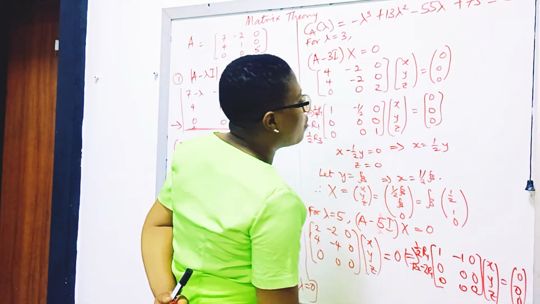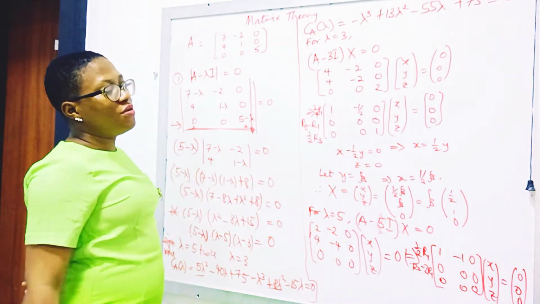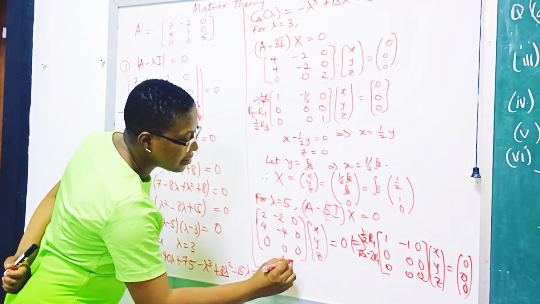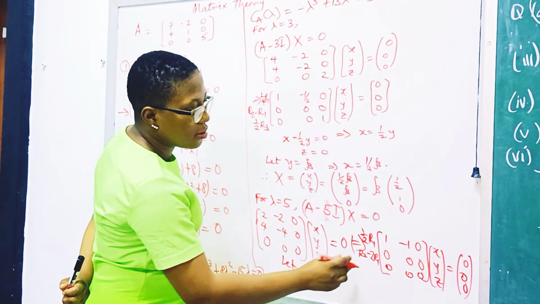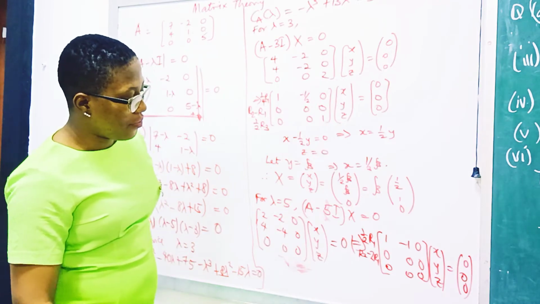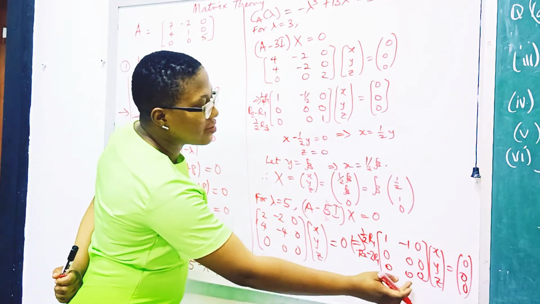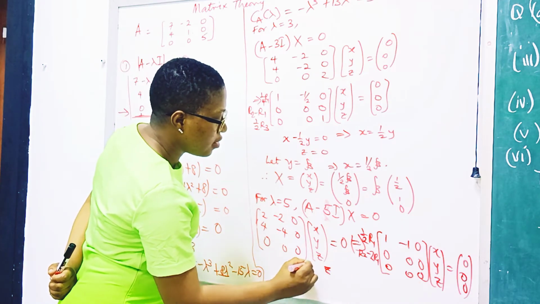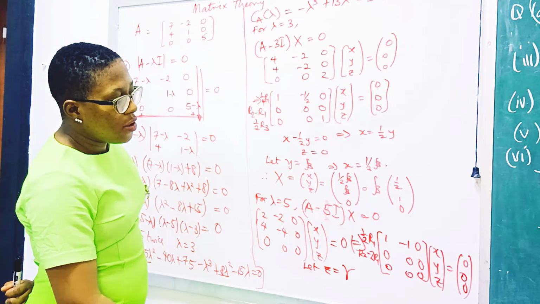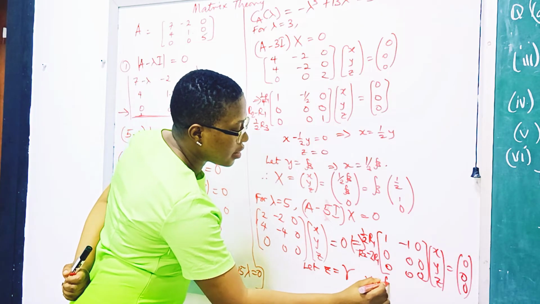So we have 2 free variables. Here we have 1 free variable because we have 1 zero row. Here we have 2 free variables because we have 2 zero rows. First of all, which variables are free? We know that z must be free. So let z be gamma. Then y also must be free. So let y be beta.